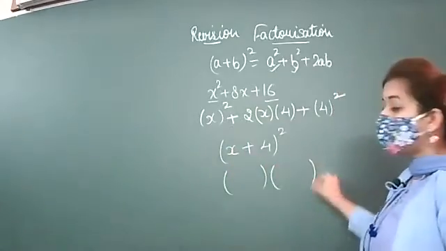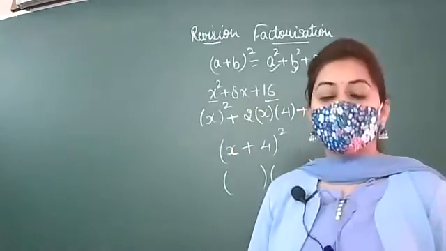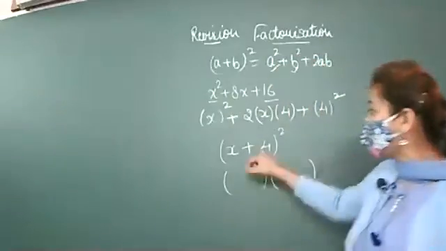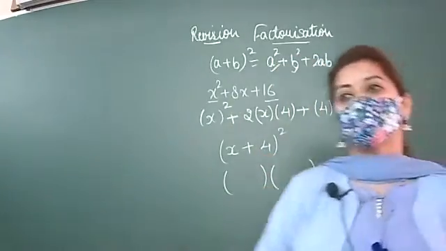Write it 2 times because the question is a factorization. So you have to write each term separately in the bracket. So you can't leave it like this. You have to write it in the brackets.